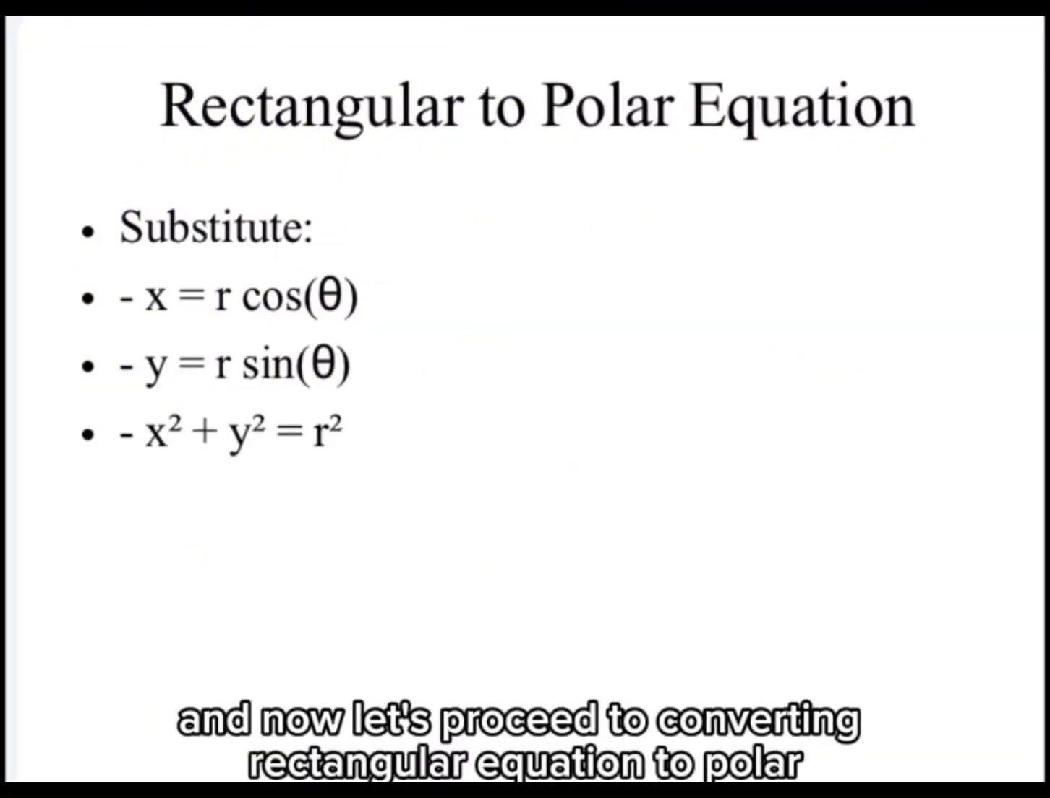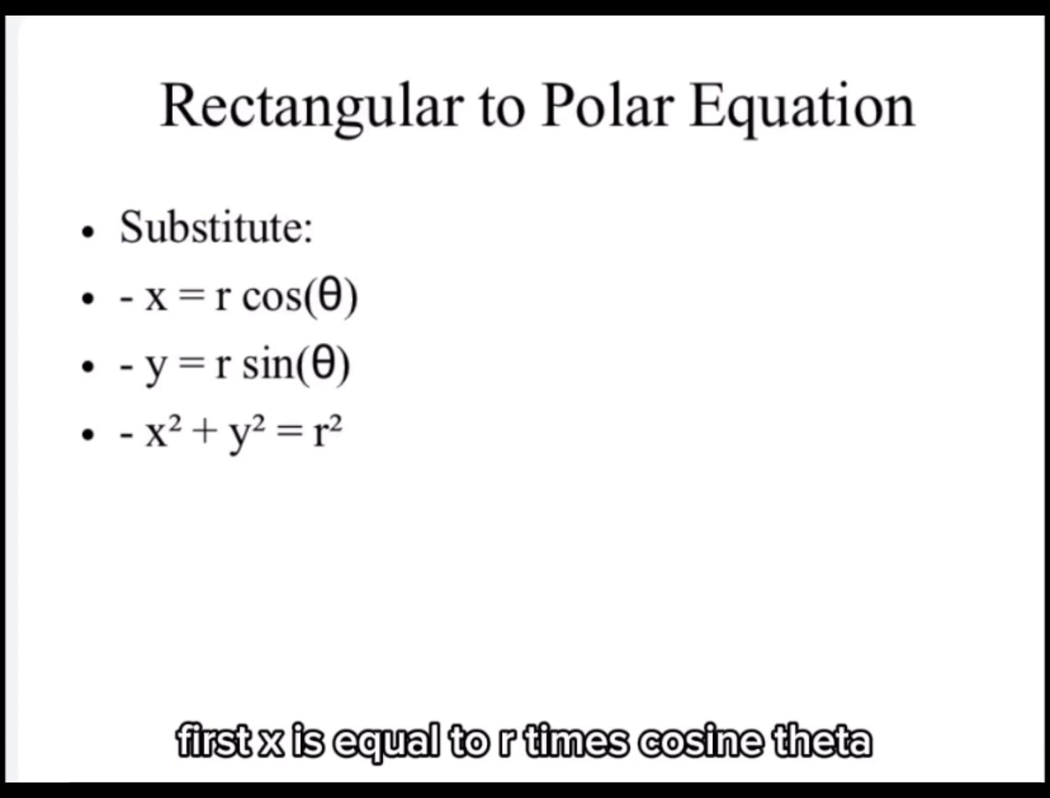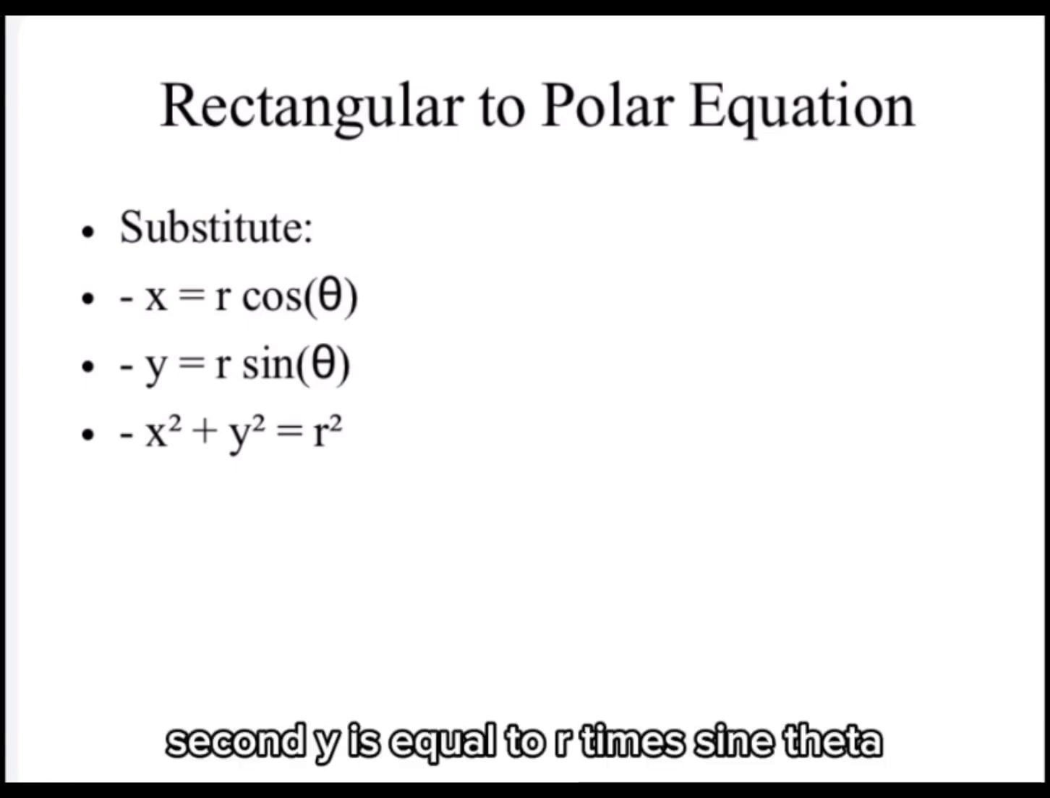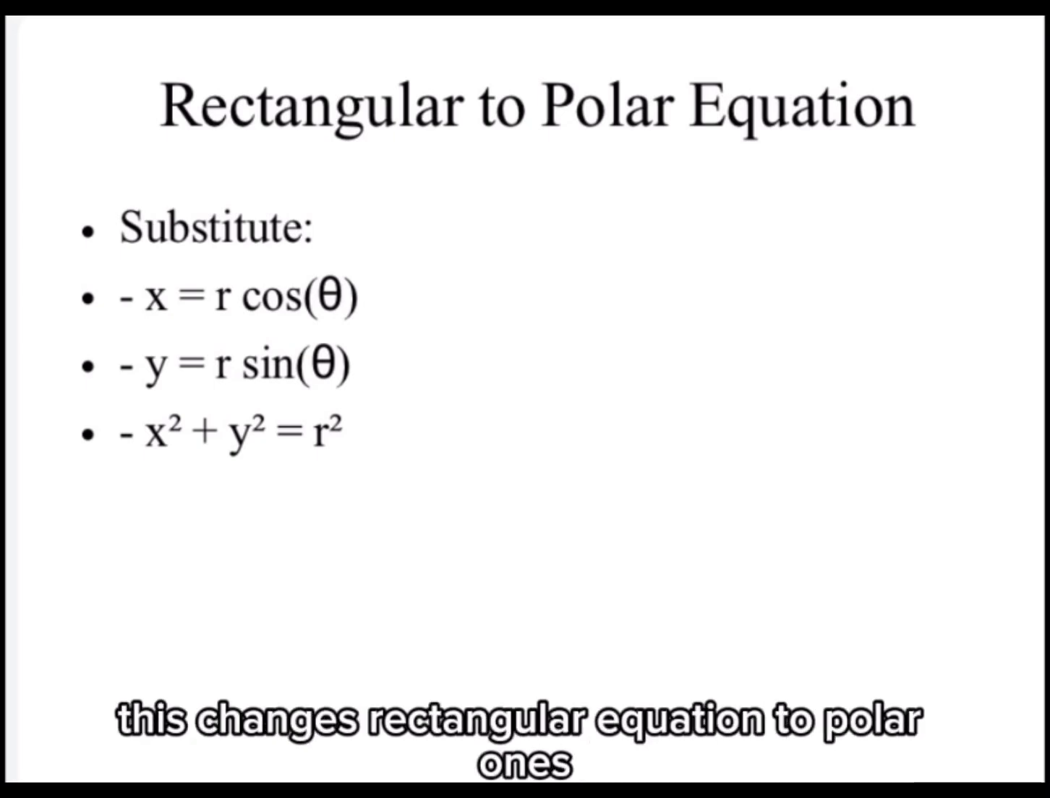And now, let's proceed to converting rectangular equations to polar. When converting an equation, just substitute these. First, x is equal to r times cosine theta. Second, y is equal to r times sine theta. And lastly, x squared plus y squared equals r squared. This changes rectangular equations to polar ones.